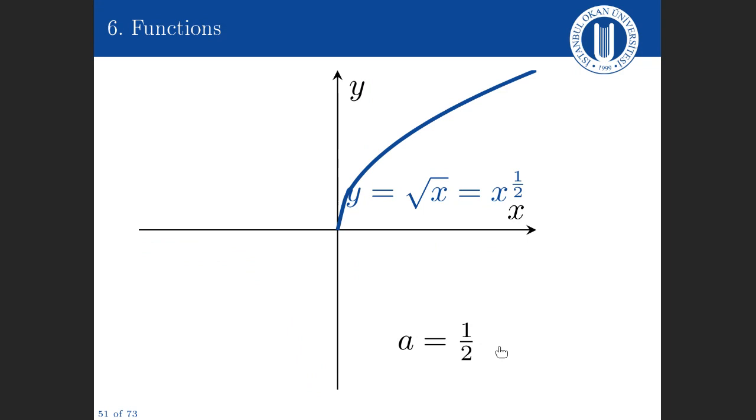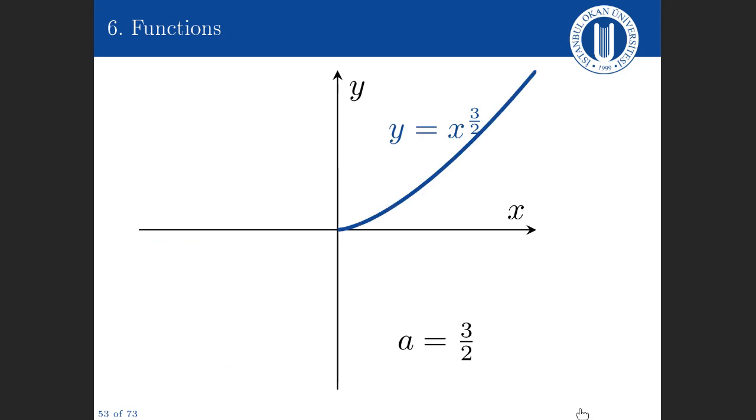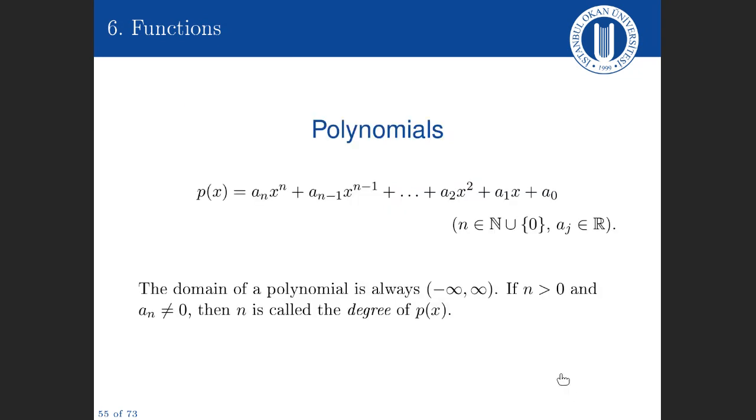We could allow fractions, for example, if a is a half, because x to the power of a half means square root of x. We might have a as a third, x to the 3 over 2, x to the 2 over 3, etc. If we have a number multiplied by a power function plus a number multiplied by a power function, etc., this is called a polynomial. The domain of a polynomial, by which I mean the biggest possible domain, is always the whole real line.